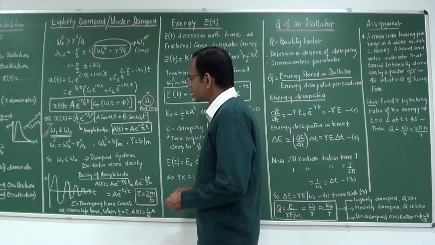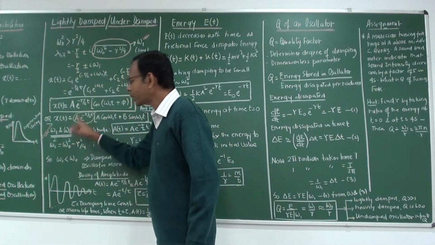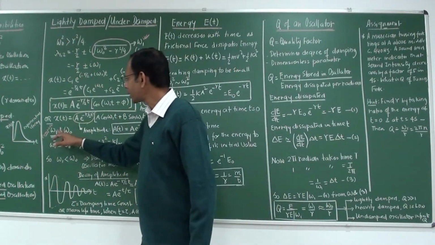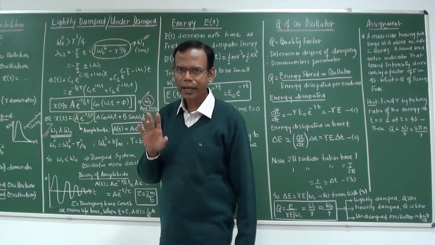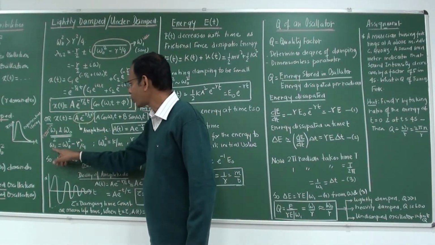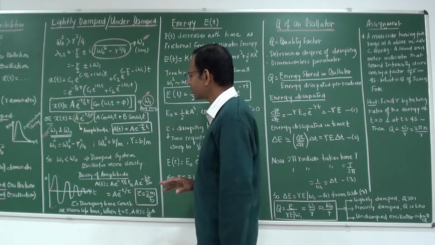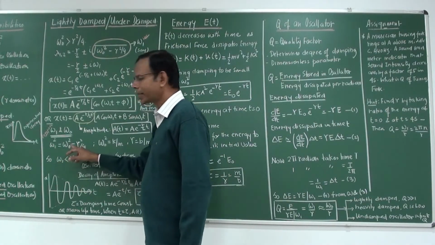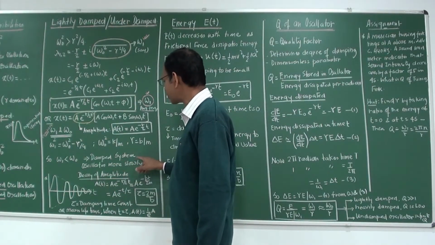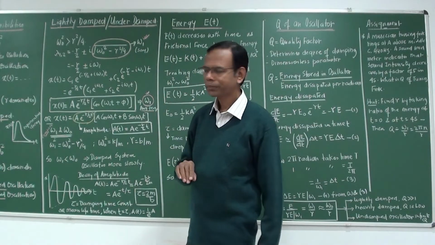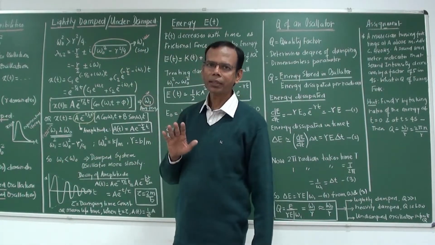Now, suppose I would like to compare omega 1 and omega 0. Omega 1 is the angular frequency for the lightly damped case, and omega 0 is for the undamped case. We find that omega 1 square is equal to omega 0 square minus gamma square by 4. So what does it mean? It means that omega 1 is less than omega 0. A damped system oscillates more slowly because omega 1 is less than omega 0.